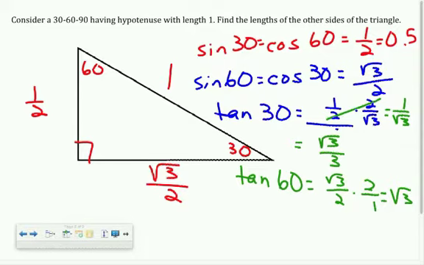And again, you will be expected to memorize these values. And these triangles hopefully will be helpful in doing that.